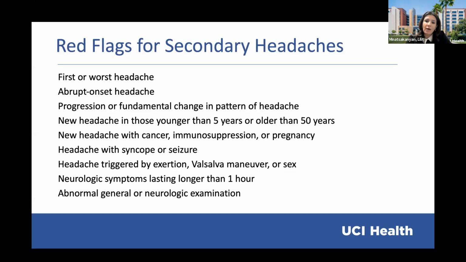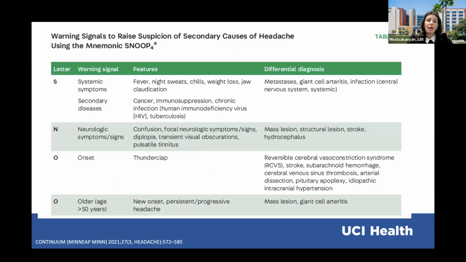If the headache is new onset in children less than 5 years old and people older than 50, anytime there's a new headache in people who have cancer, who are on immunosuppression for a variety of reasons, or in pregnancy, headaches associated with new neurological problems such as seizure or syncope, headaches triggered by Valsalva maneuvers, and when the neurological symptoms persist and the neurological exam is abnormal.